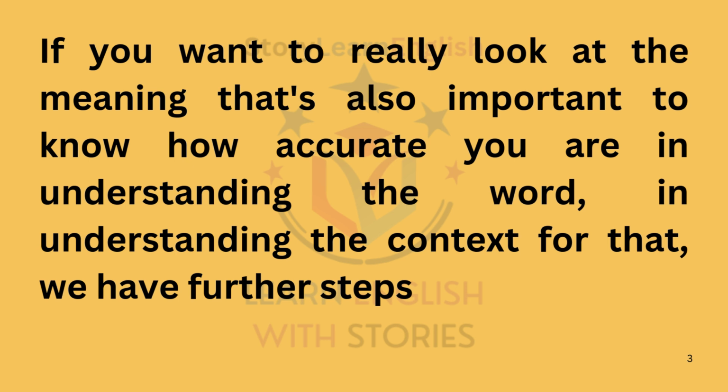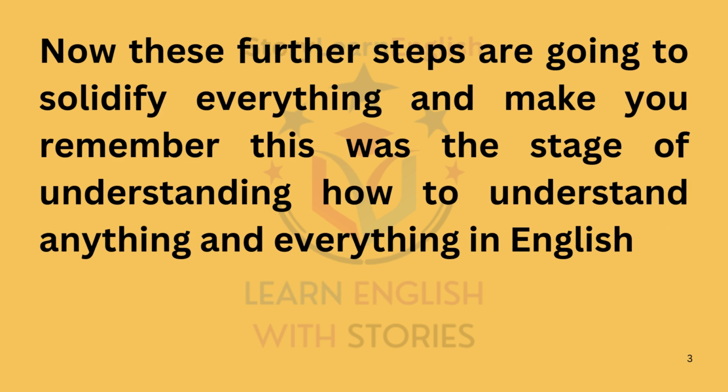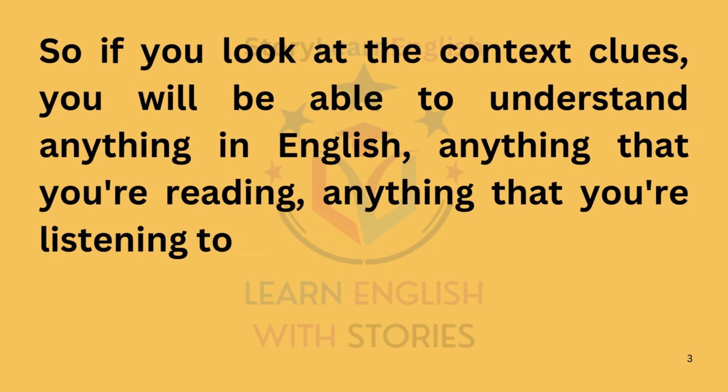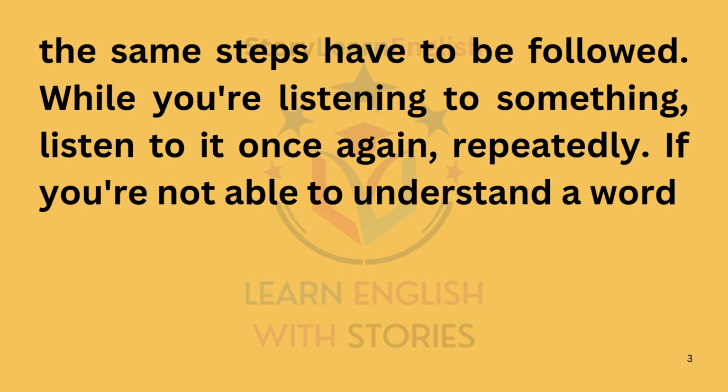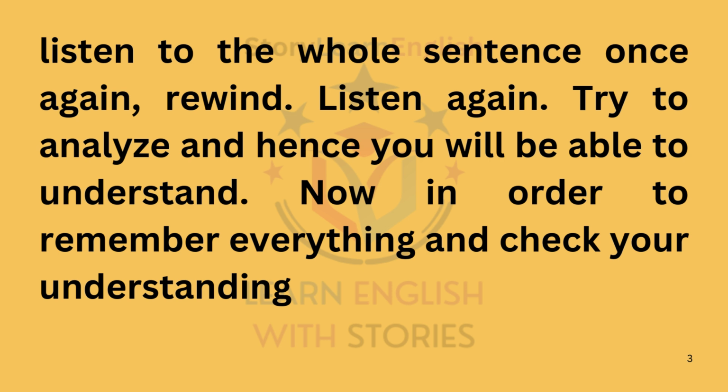We have further steps. These further steps are going to solidify everything and make you remember. This was the stage of understanding how to understand anything and everything in English. So if you look at the context clues, you will be able to understand anything in English, anything that you're reading, anything that you're listening to. The same steps have to be followed. While you're listening to something, listen to it once again, repeatedly. If you're not able to understand a word, listen to the whole sentence once again, rewind. Listen again. Try to analyze, and hence you will be able to understand.